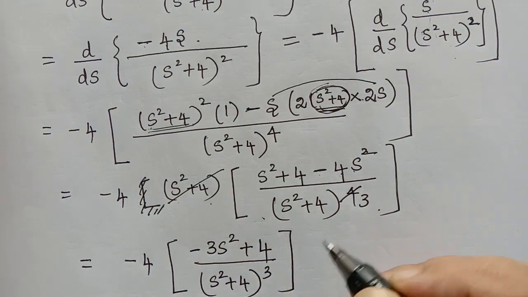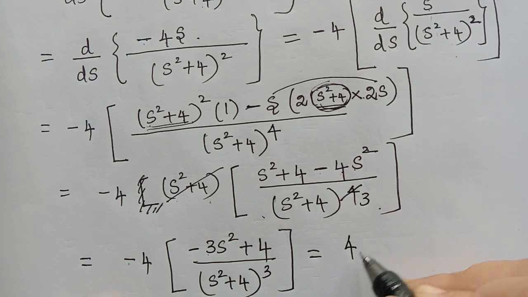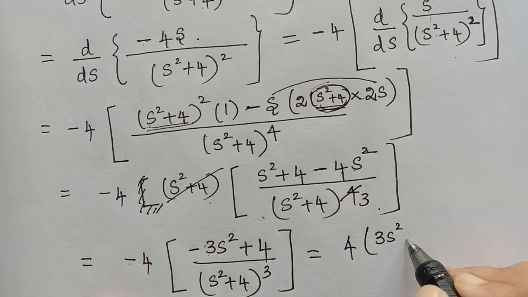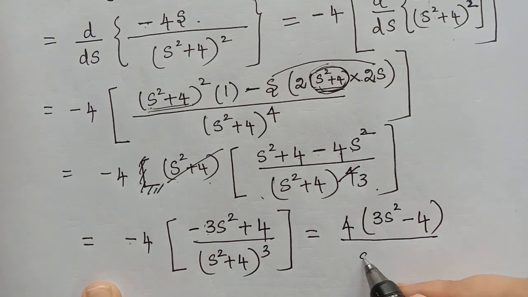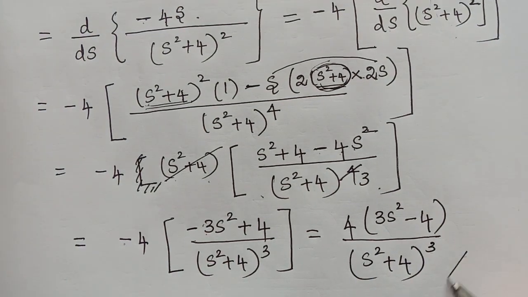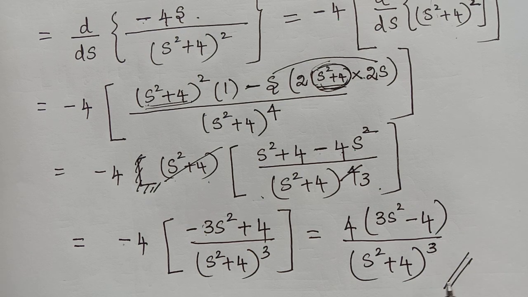Now further simplifying this, when we multiply this negative sign inside, this will become positive, and it will be 3s square minus 4, divided by s square plus 4 the whole cube. So this is the solution. So hope you have understood this problem. We will solve one more problem of the similar kind.